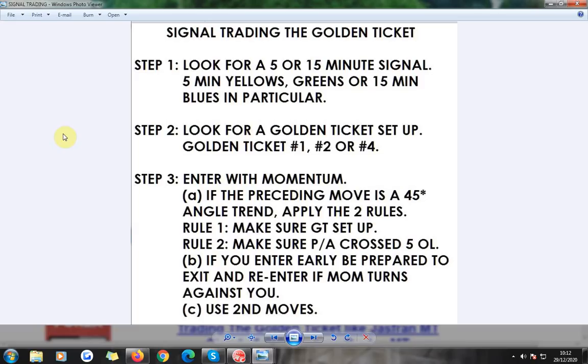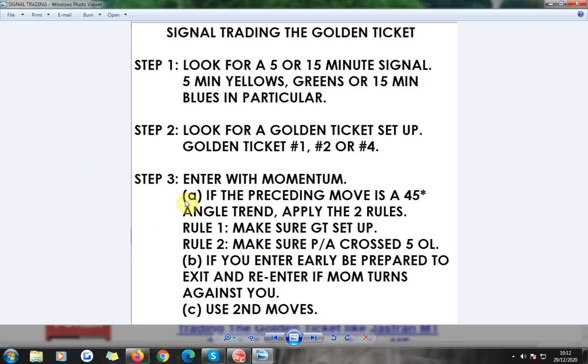Once you see those signals, and I'll point out quite a few examples in this video, just hang on, let me wire cut. You move to step 2. You start looking for a golden ticket setup, golden ticket number 1, 2 or 4. Once you've assigned a golden ticket setup to your signal, you go to step 3, look for momentum.